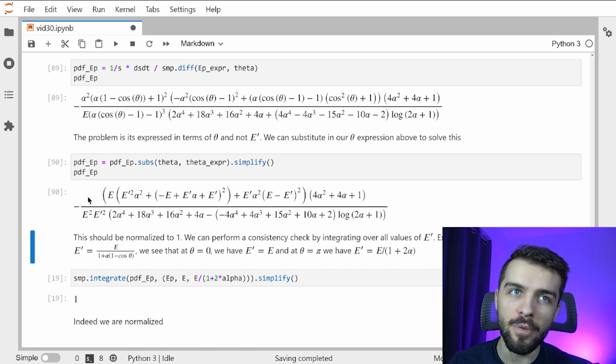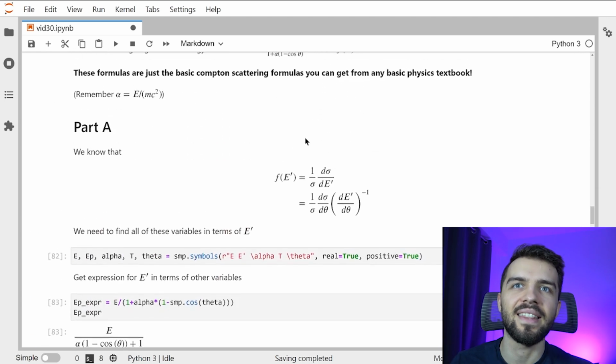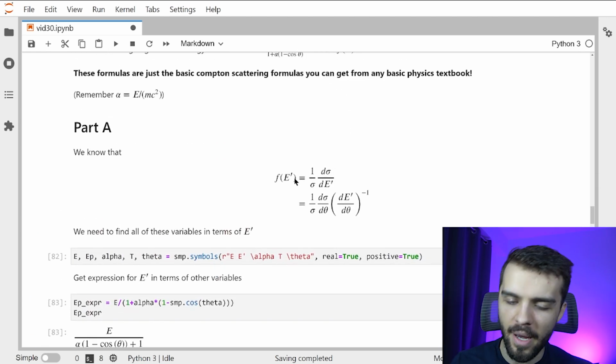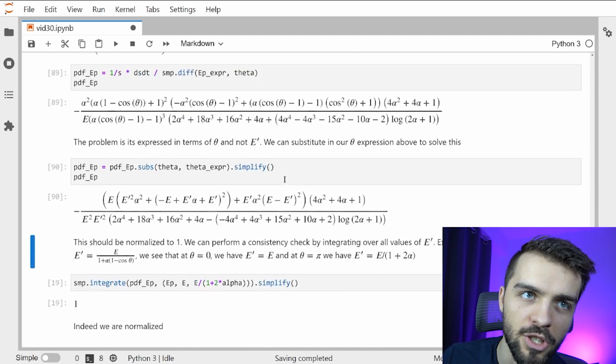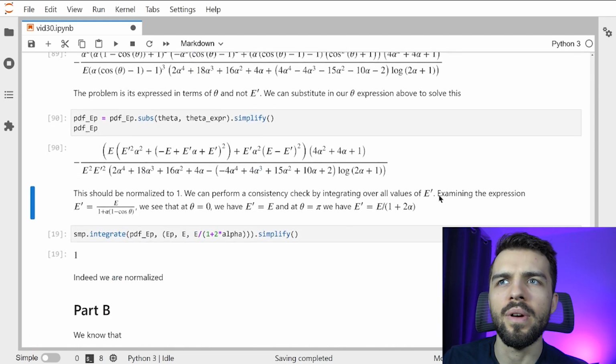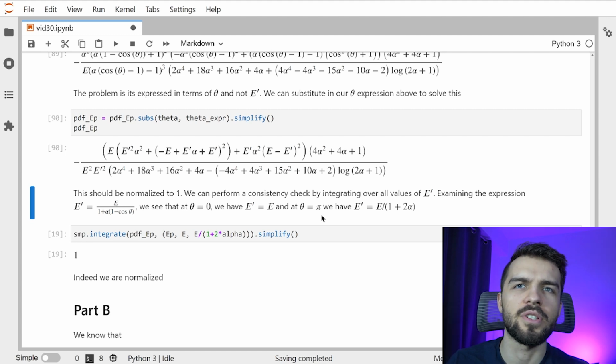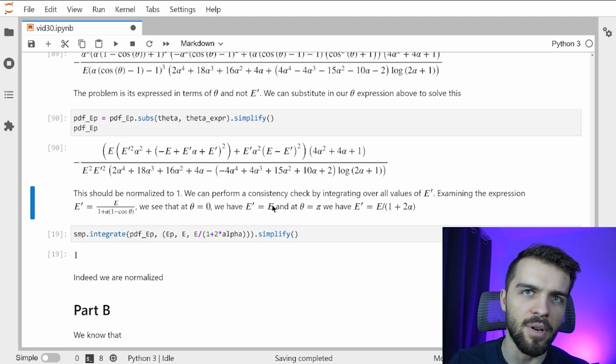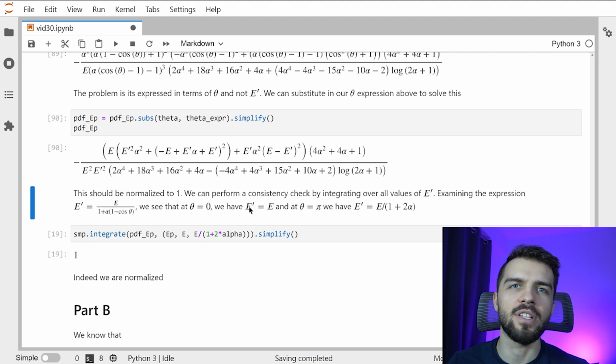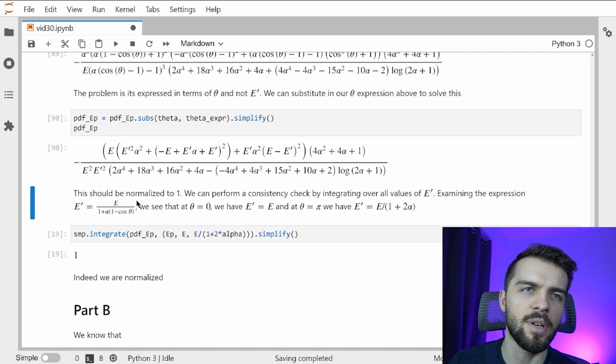And we know that this should be normalized to 1. Like writing it like this, f of E prime should automatically integrate to equal 1. And we can check that. So examining the expression of E prime, I'm just going to integrate from theta equals 0 to theta equals pi. So at theta equals 0, E prime is equal to E. So that's my first bound of my integral, E prime equals E. And at theta equals pi, E prime is equal to E over 1 plus 2 alpha. Just looking at this expression here.